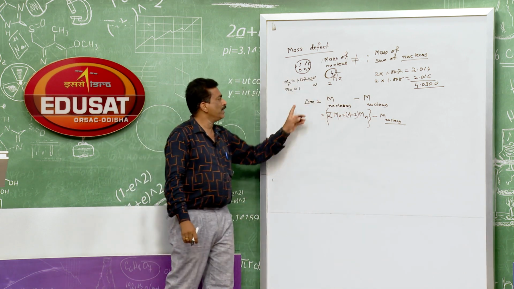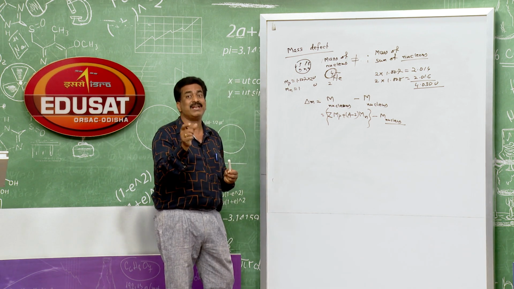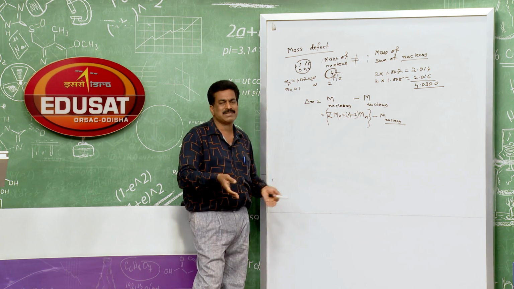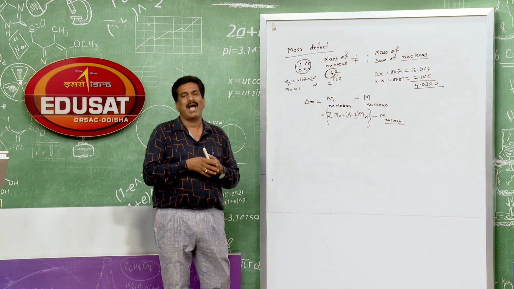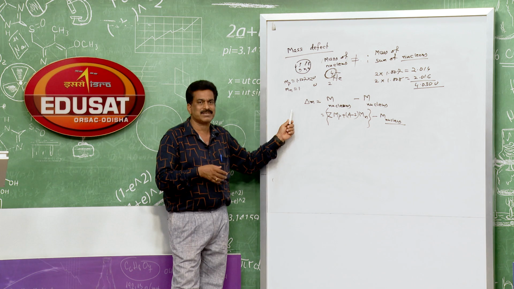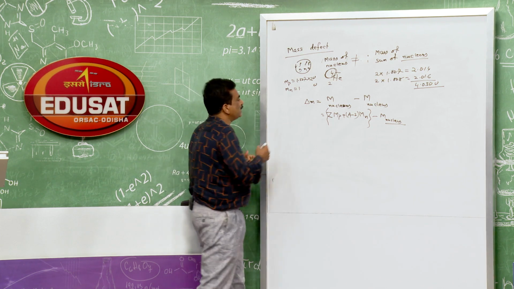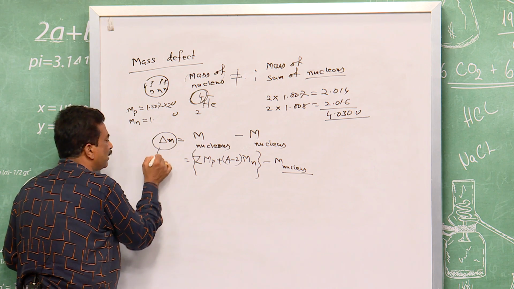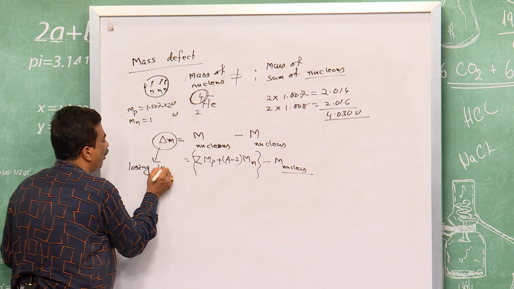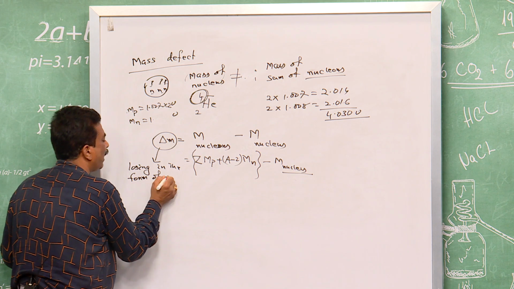Then the question comes: if the mass defect is there, where is that mass going? That mass is converted into energy, as given by Einstein from his mass-energy equation, which we will derive today. So del m is nothing but this portion of mass being lost in the form of energy.